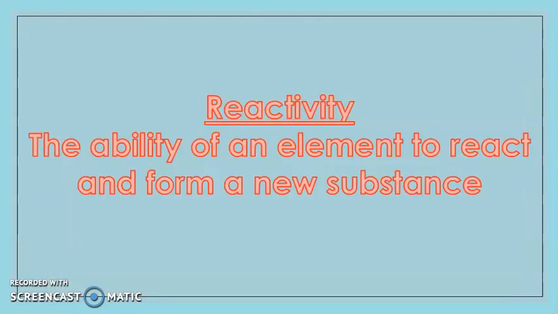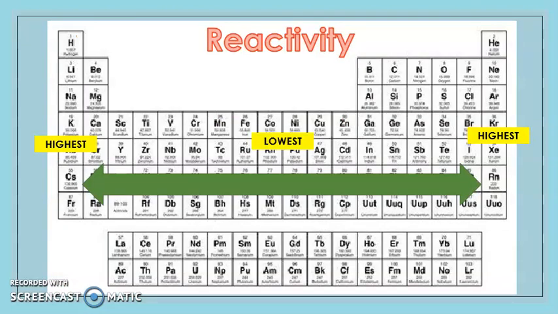Lastly, I'd like to talk about reactivity. Now, I don't really like to show this with arrows, although I'm going to, because it's not really a one-directional arrow that we're going to be using here. But reactivity in general is the ability of an element to react and form a new substance. So which ones, when you throw them together in the beaker, are just going to go crazy and react like gangbusters? On the periodic table, we tend to see the more reactive elements existing at the edges of the periodic table, and the less reactive elements tend to exist more toward the middle of the periodic table.